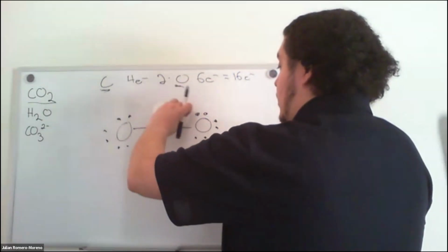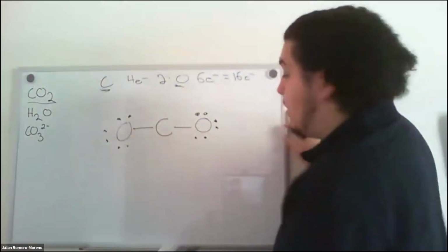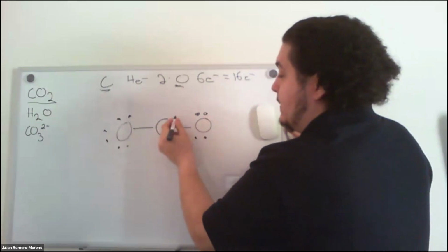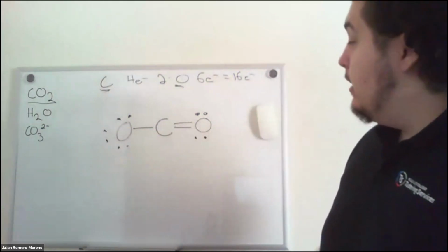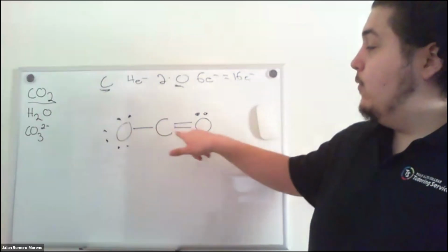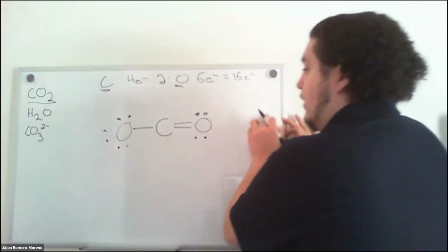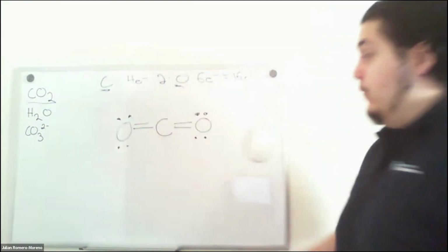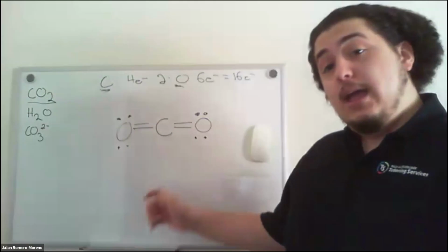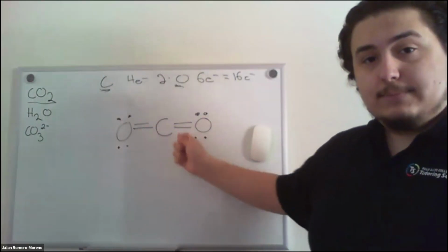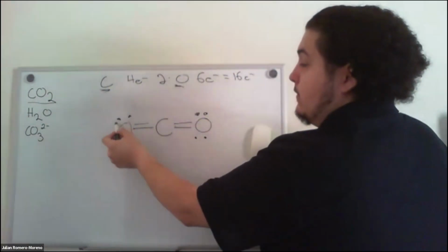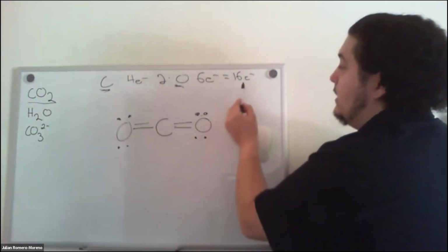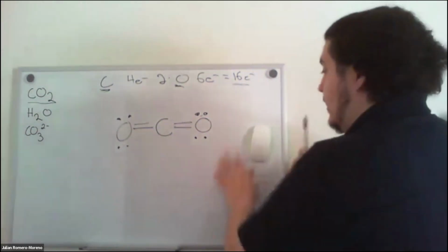So we're going to have to start using double bonds, share more electrons. So we take one of these lone pairs and we share it with the carbon. So now carbon is seeing 2, 4, 6. Still not enough. So I'm going to take one of those lone pairs and share in a double bond. And now carbon is seeing 8. And if we count all the electrons, we have 2, 4, 6, 8, 10, 12, 14, 16. We have all our electrons.